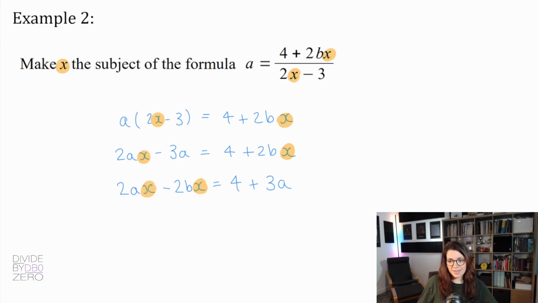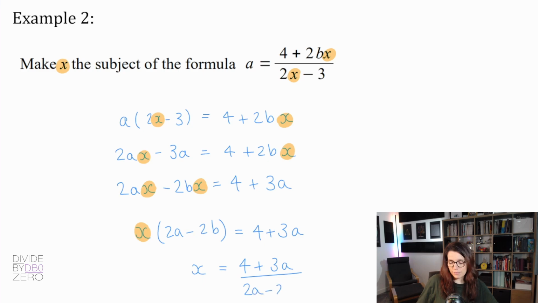That's great because I can then factorize. Factorize the x out, and that's the trick here. It means we can have 2a minus 2b in the brackets and then 4 plus 3a here. Final step, divide by the new bracket. So x equals 4 plus 3a over 2a minus 2b. And that's it. That's it for now.